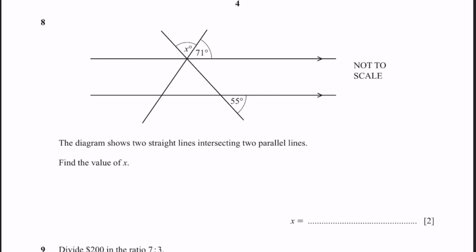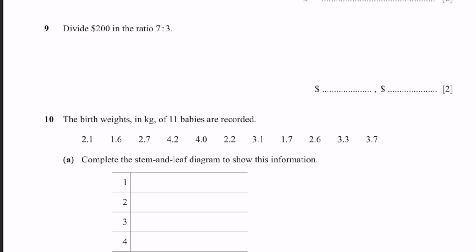Question 8. The diagram shows two straight lines intersecting two parallel lines. Find the value of x. We can find this angle. That's just 55 degrees because of corresponding angles over here. And now because this is a straight line over here, this three angles will add up to 180 degrees. So that means x is equal to 180 minus the other two angles, which are 71 and 55, which is equal to, if we do it correctly, 54 degrees. That's the answer.